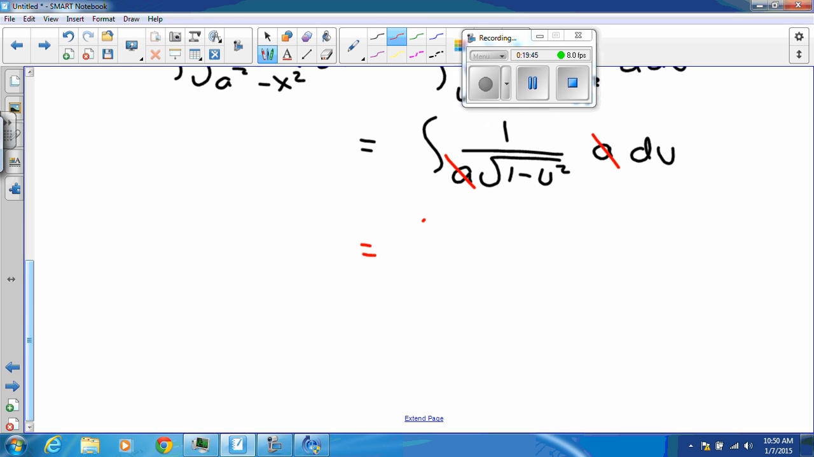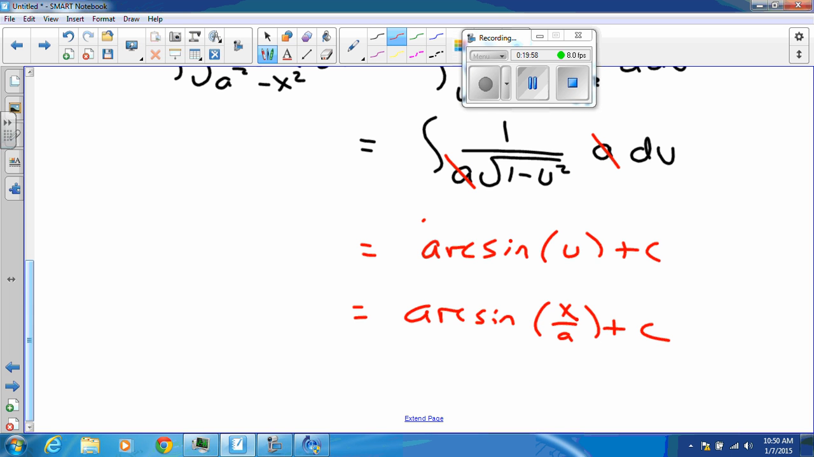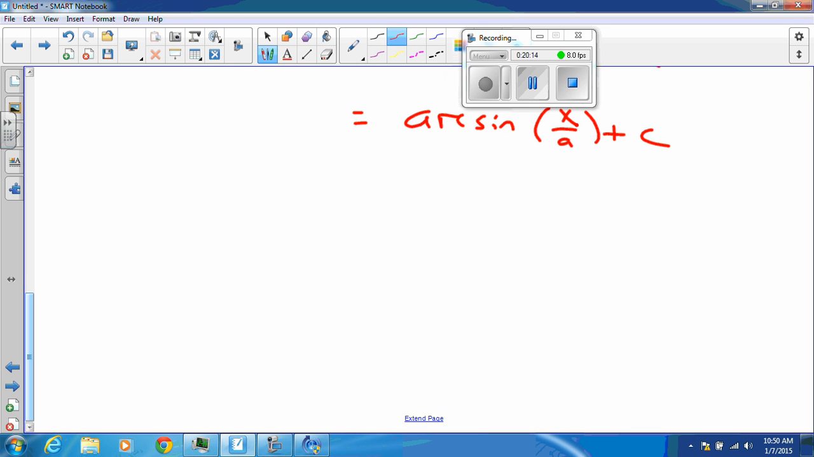So that now I have the integral of 1 over root 1 minus u squared, which is exactly arcsine of u. And since u is x over a, we're done. And that's it. Now, we want to go in two directions. One is the check.